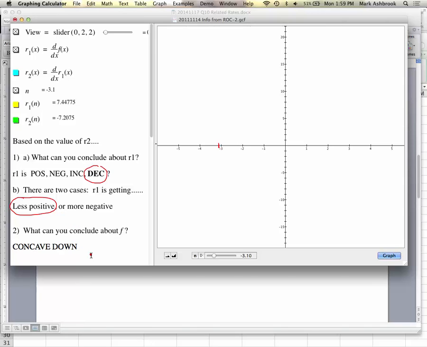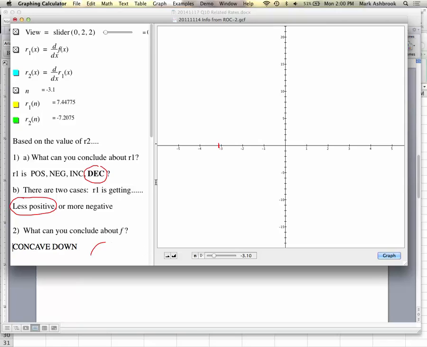Concave down just looks like this in general, but we could now narrow it down even further. The accumulation function must be the left side of that, because the rate is positive and I'm getting less positive, and that would be the left side of this. Does it make sense? Now that I've given you that the rate of change is positive, the accumulation must be going up, but getting less positive because the second derivative is negative.